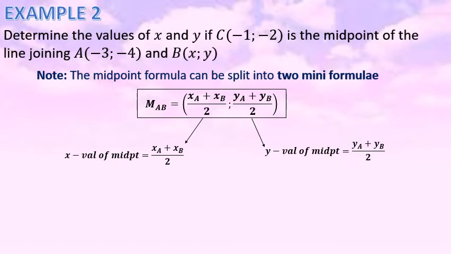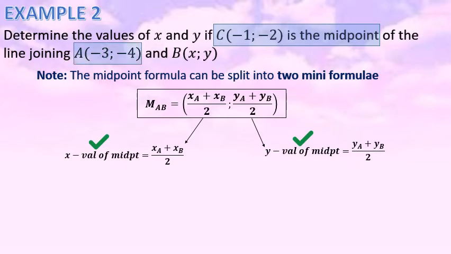Determine the values of x and y if C, which is negative 1 and negative 2 as your x and y coordinates, is the midpoint. So we have been given the midpoint. In other words, we have the x value of the midpoint, which is a negative 1, and we have the y value of the midpoint, which is a negative 2. What else do we have? We have a full coordinate. So we have the x value at A, which is negative 3, and we have the y value at A, which is negative 4.